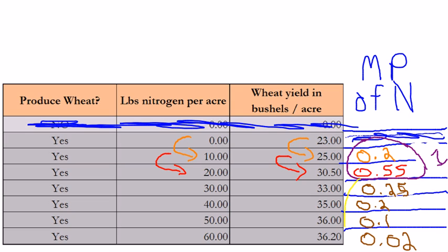And then for all the other values of input usage, we see the marginal product is declining. The nitrogen is getting less productive the more that you use. And I'm going to change that color to black so that you can see it better.